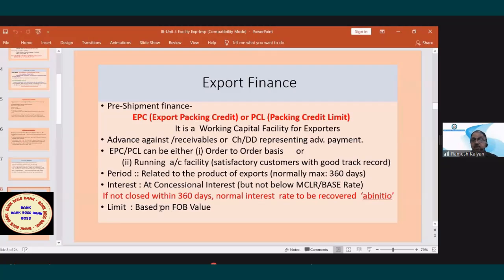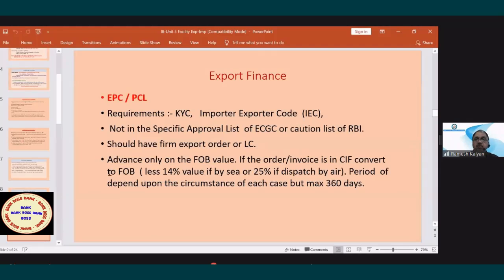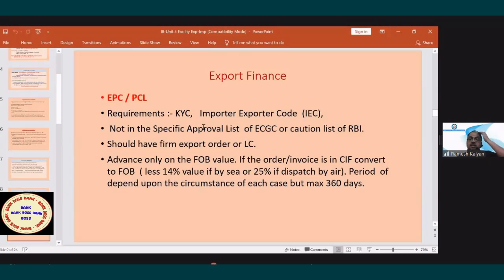And the limit is very, very important. It is based on FOB value. Packing credit advance is always given on FOB value, as I have told you in the opening screen. For EPC, export packing credit, the requirements are KYC, and IE code is compulsory. RBI is now very strict on KYC norms. In addition to the KYC, there is also a trade KYC. You read the circular. Because of the many frauds that have happened in the past 2-3 years, running to crores, the RBI is very strict about the trade KYC.